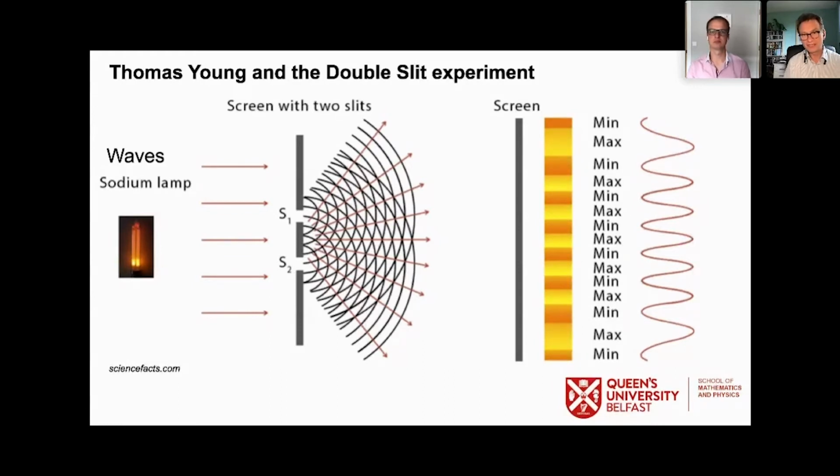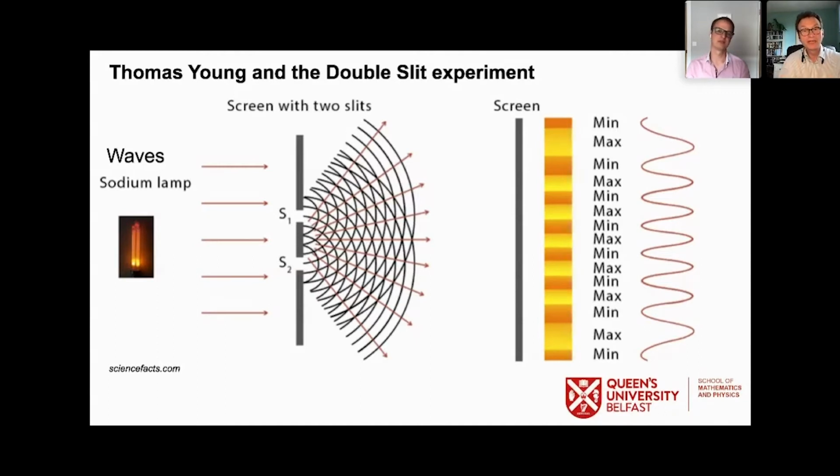arriving where one peak arrives at the same time as another peak, or a trough arrives at the same time as the trough from the other slit. So you always have constructive interference. Or you'll have other areas where every time a wave arrives from the first slit that's got the peak like this, there's a trough from the second slit. So you get destructive interference.